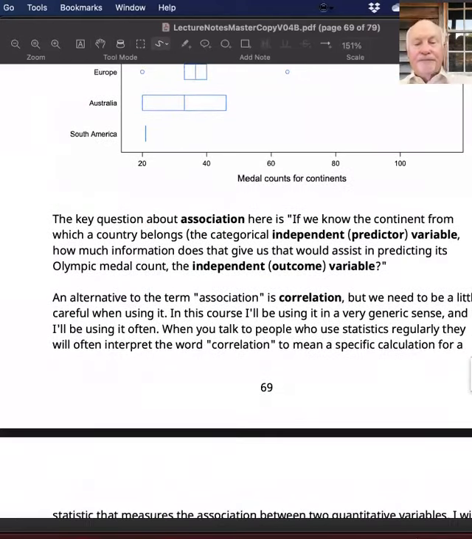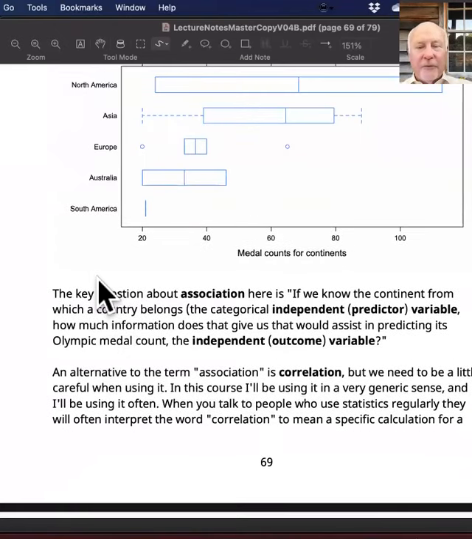Now, I want to introduce some terminology. So I've used the word association, and I want to introduce a few other terms. So the question we're asking here is, if we know the continent to which a country belongs, how much information does that give us about predicting their Olympic medal count? And I think the conclusion I would draw is, if we just know the continent, it probably doesn't give us much useful information.